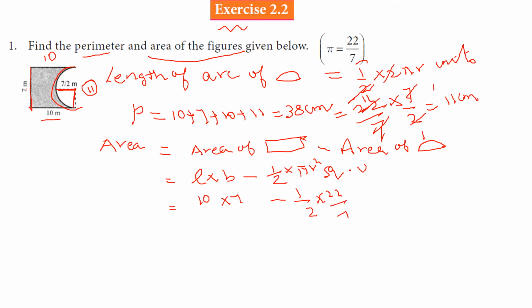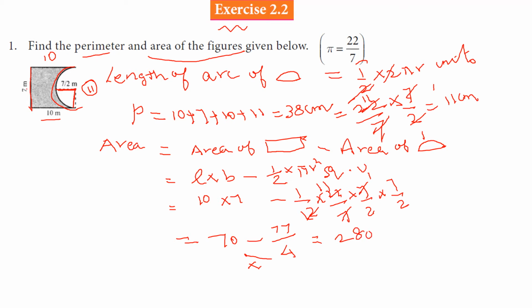Here r is 7/2 into 7/2. Cancel it. 10 sevens are 70, minus, here cancel 2 and 11. Here one time 7 also cancels one time. So we get 11 into 7, 77, by 2 into 2, 4. Cross multiply: 280 minus 77 by 4. So 280 minus 203/4.